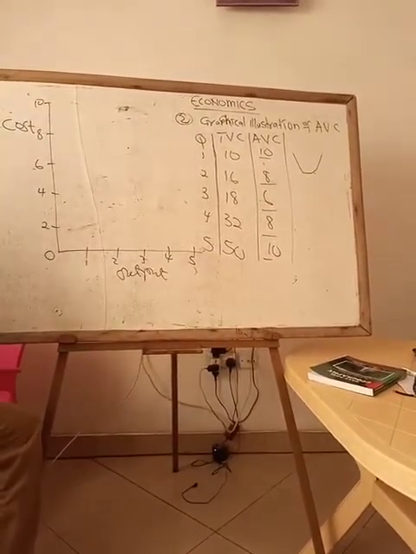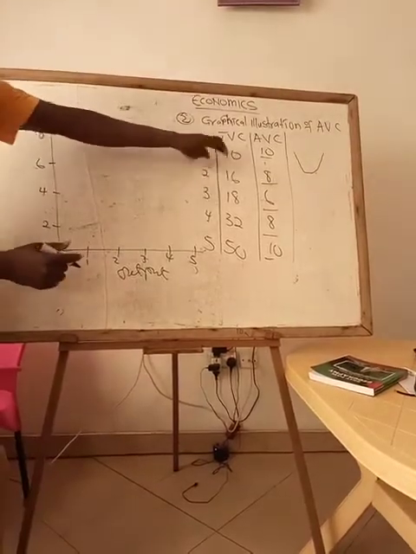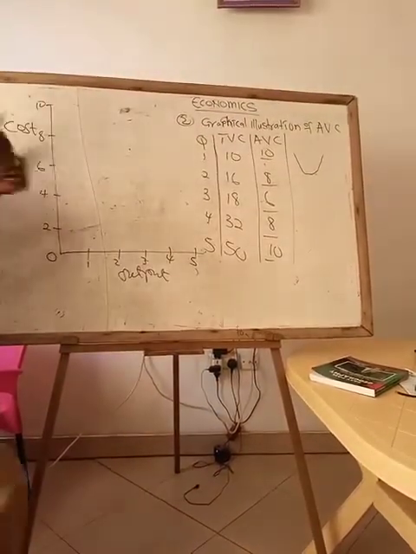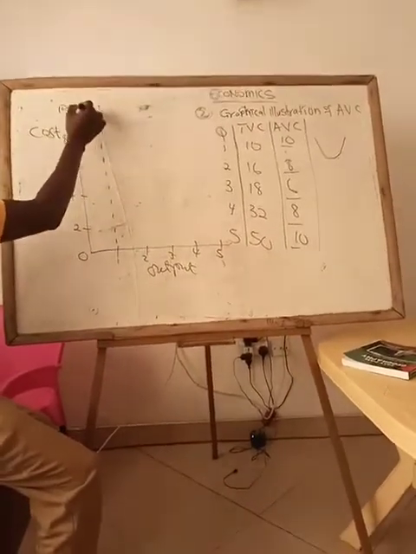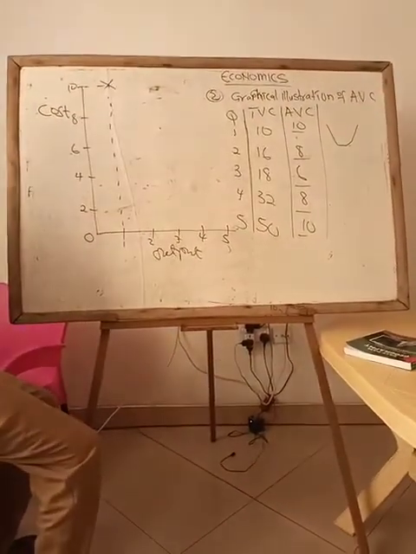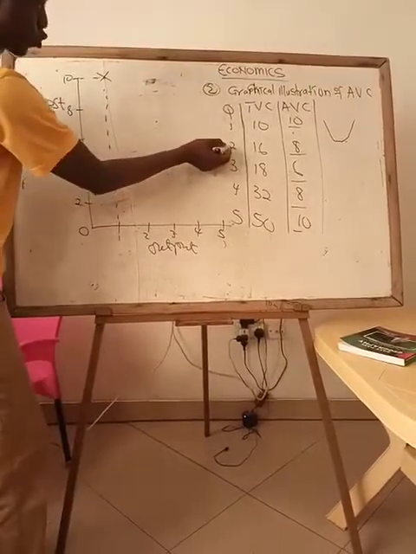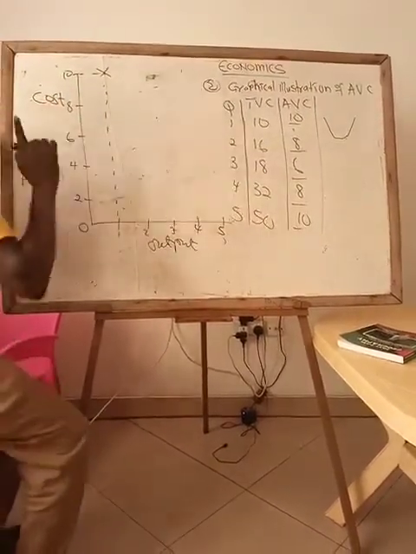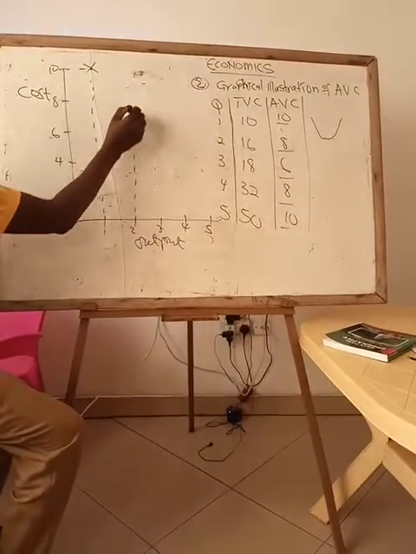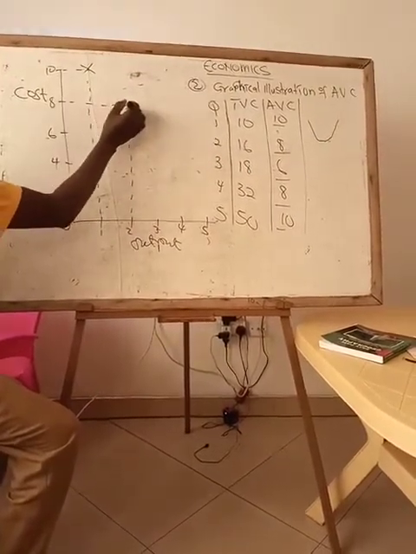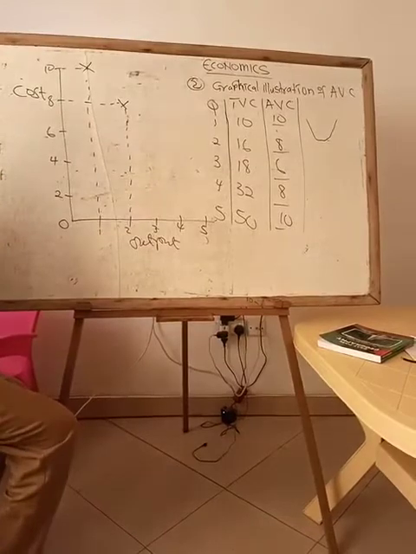Now let's go. When output is 1, average variable cost is 10. So I'm going to look for 1 and 10. Look at 1 here. It goes, and look at 10 somewhere here. So I'll mark this point. When output is 2, average variable cost is 8. I'm going to look for 2 and 8. Now look at 2 here. It's good like this. And look at 8 here. So again, I'll mark this point.